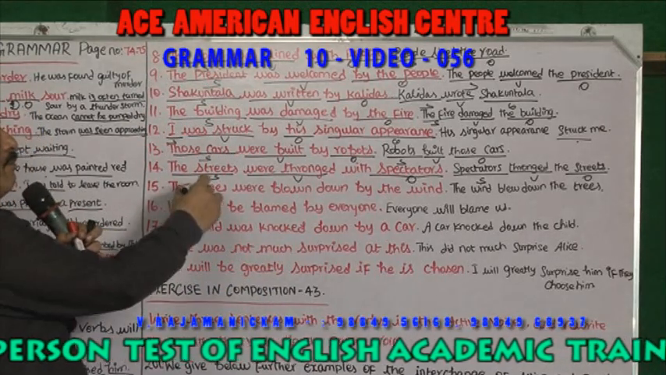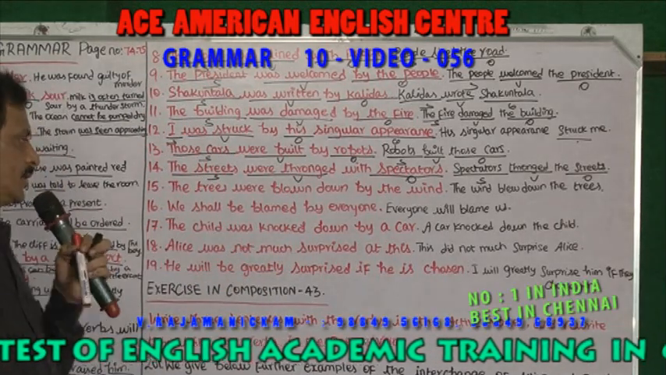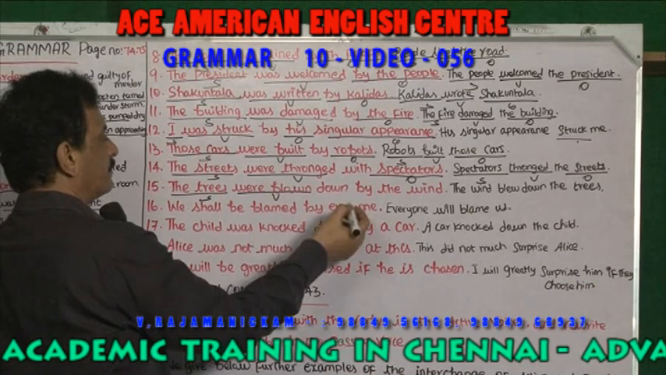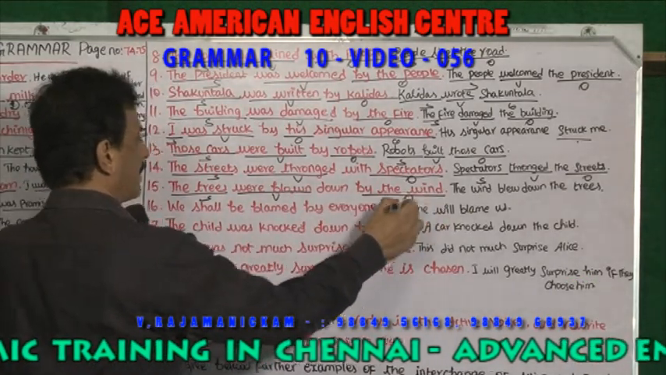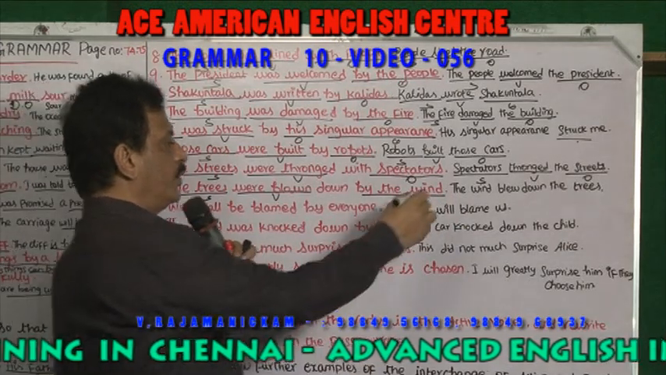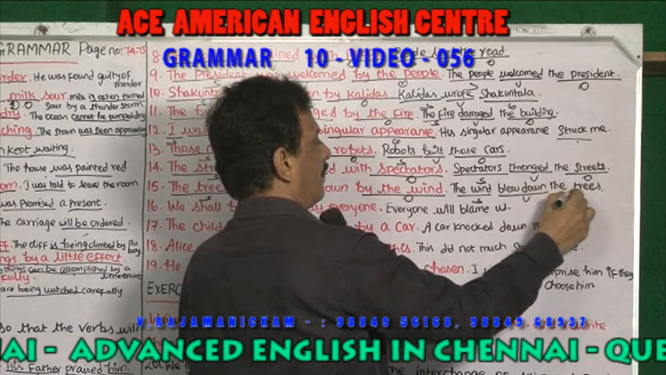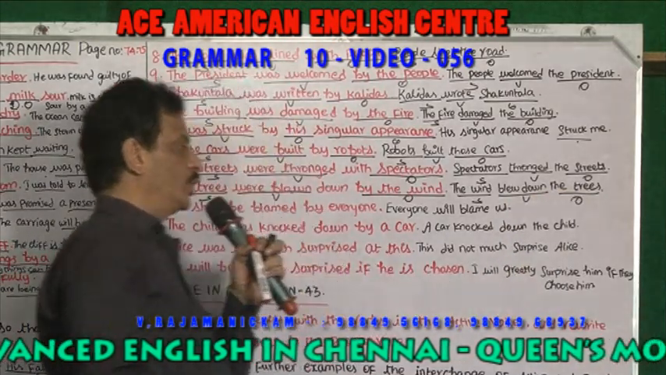The trees were blown down by the wind. So the trees is the subject here. Were blown is the verb. By the wind becomes the object. So the wind blew down the trees. So the wind is the subject. Blew down is the verb. The trees becomes the object in the active voice.